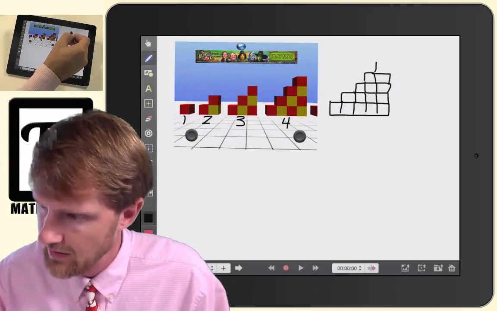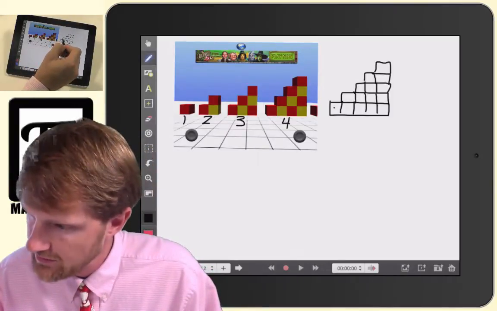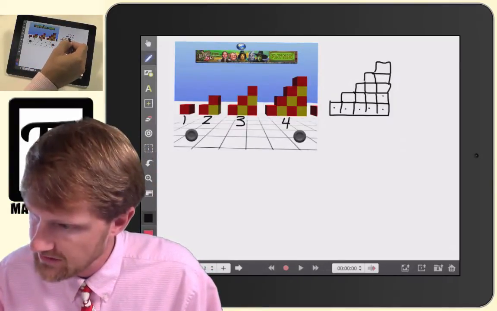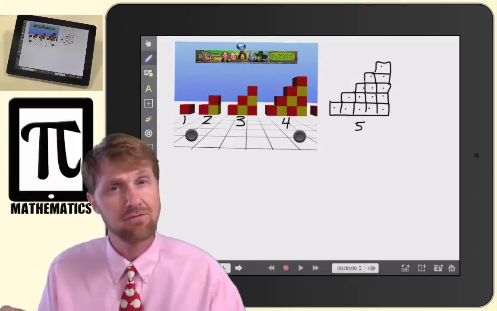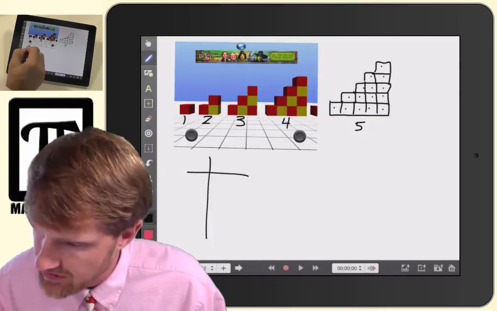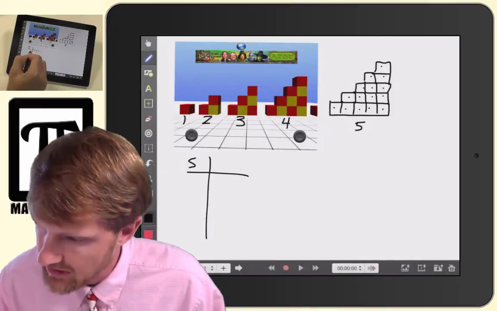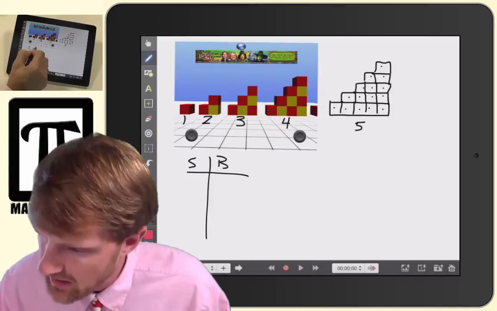13, 14, and 15. Did I count that right? So I got 1, 2, 3, 4, 5, 6, 7, 8, 9, 10, 11, 12, 13, 14, 15. So in the fifth one, we have 15 pieces. I make a table of values. So staircase, I'll put S for staircase, and then B for blocks.